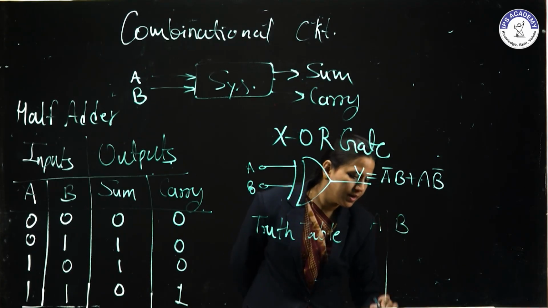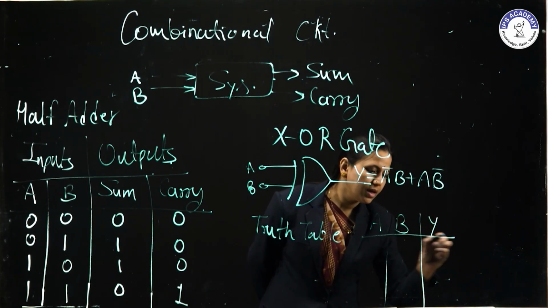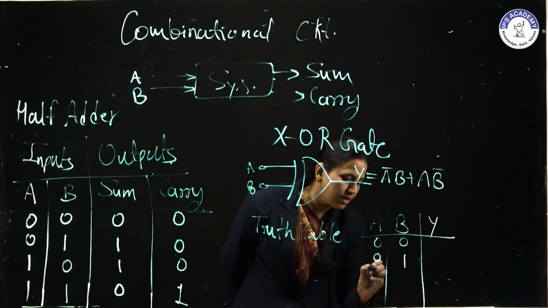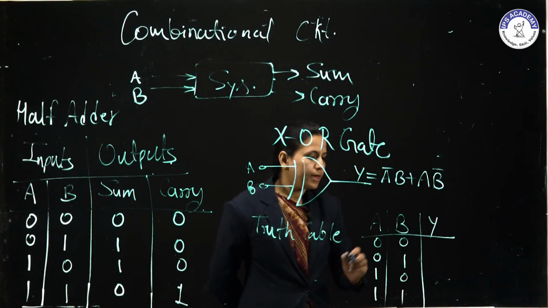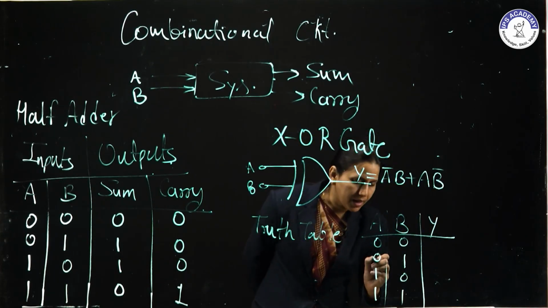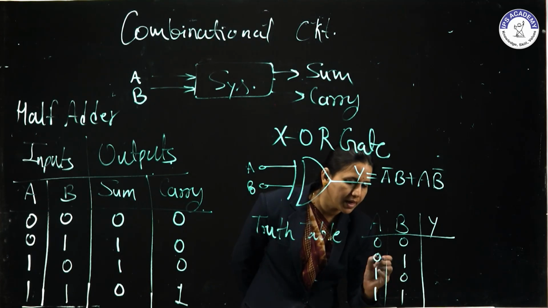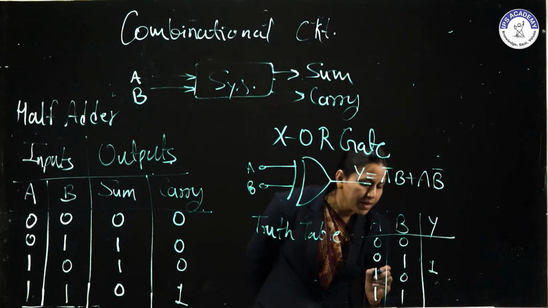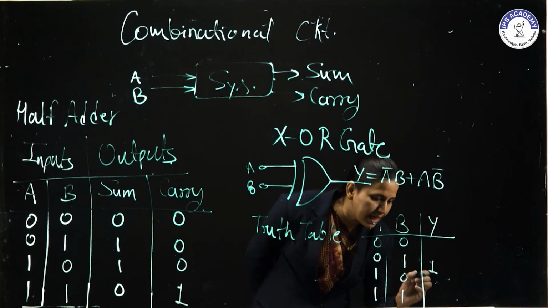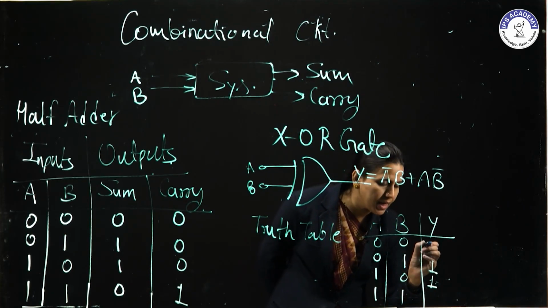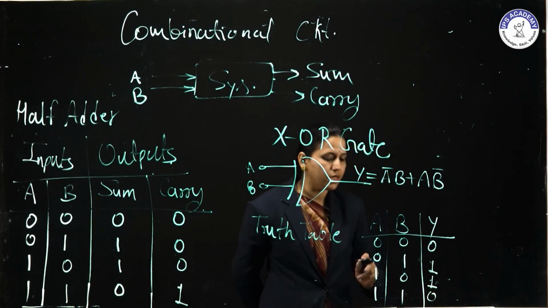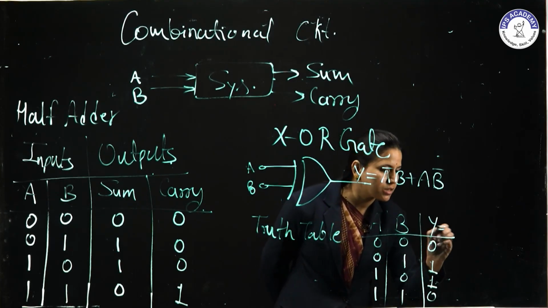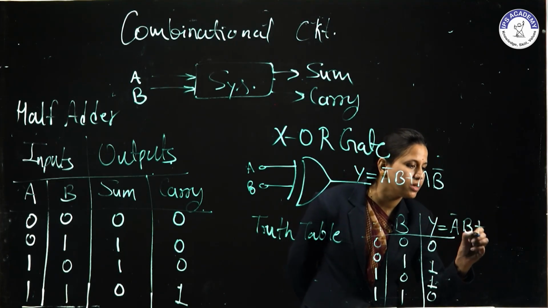A, B, these are inputs and Y is the output. 2 inputs, so again there will be 4 combinations: 0 0, 0 1, 1 0, 1 1. A bar B plus AB bar, where bar indicates the complement. So for A bar B, for this particular position output will be high, and for AB bar, for this case output will be high. Remaining places output will be 0. So for 0 1 we have 1, for 1 0 we have 1. So this expression is true for the exclusive OR gate.